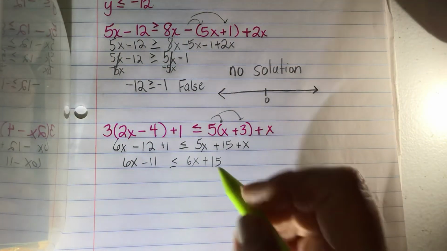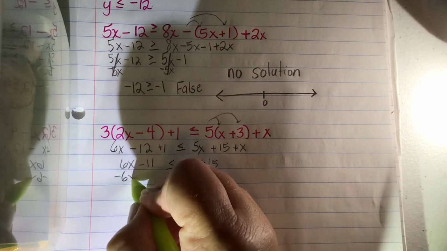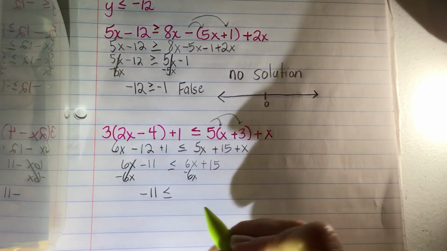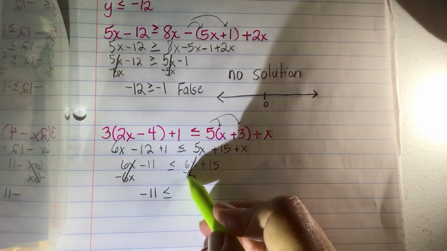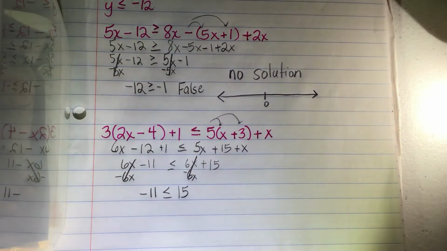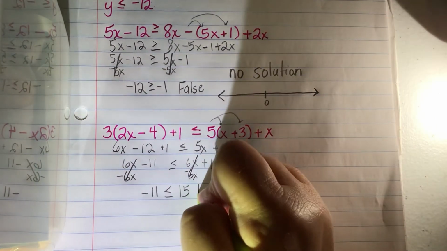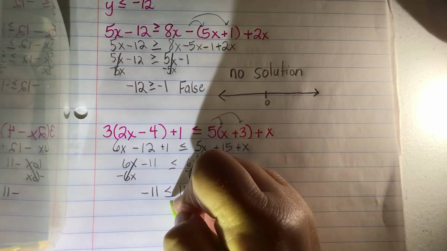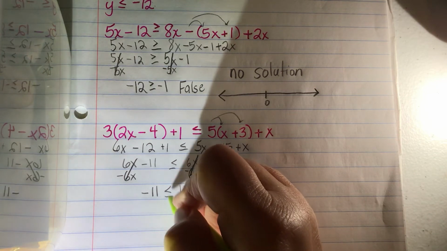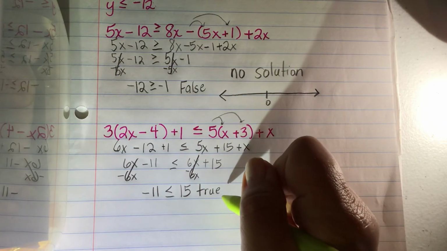Okay, now let's move our variable. So subtract 6x. Negative 11 is less than or equal to, and look, both 6x's are gone, 15. Is that a true statement or a false statement? Well, this one is true. Negative 11 is less than or equal to 15. It's less than, but less than or equal to means it's one or the other, so that's a true statement.